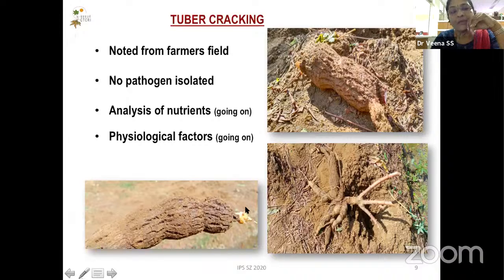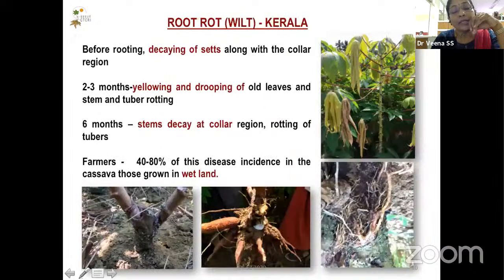So I think we will be coming to know exactly what is causing the problem. Another important problem which is becoming very serious is root rot. It occurs in 3 stages. Before rooting itself, the decaying of sets along the collar region starts. At 2 to 3 months old plants, yellowing of the leaves and drooping of the outer leaves, and stem and tuber rotting, you can see it. When the crop reaches almost 6 months, stems decay at the collar region and the tubers rot.